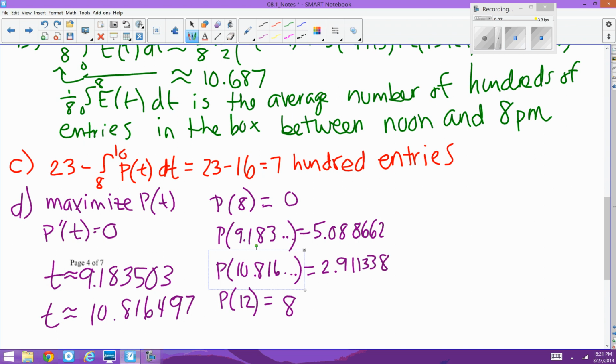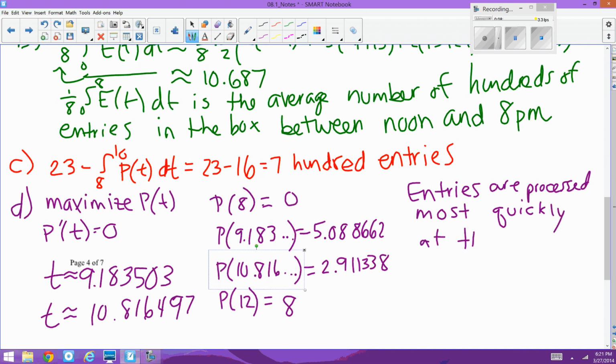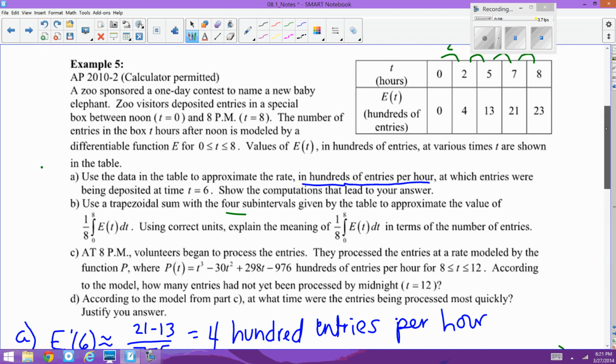Okay, so now we have the numbers. Let's answer the question. The entries are processed most quickly. Oh, I forgot to write processed. There we go. Processed most quickly at time t equals 12. All right, so we have all of the parts. So let me go back and tell you about the analysis.